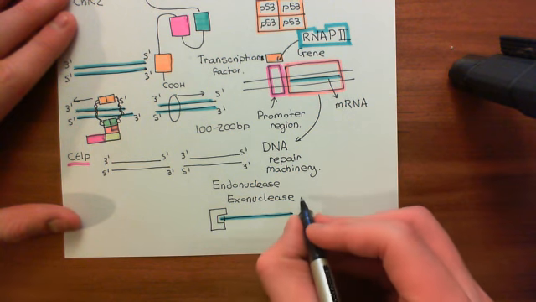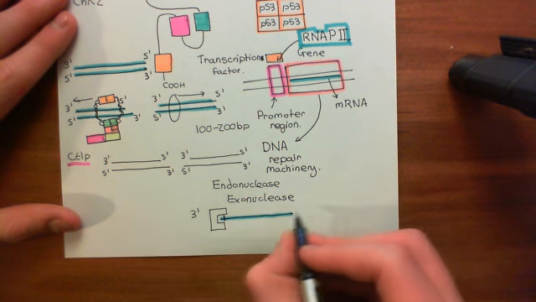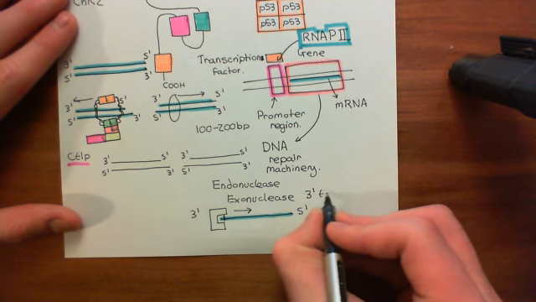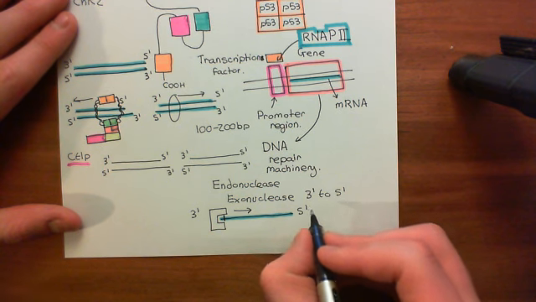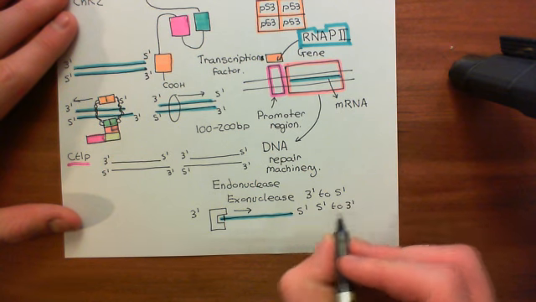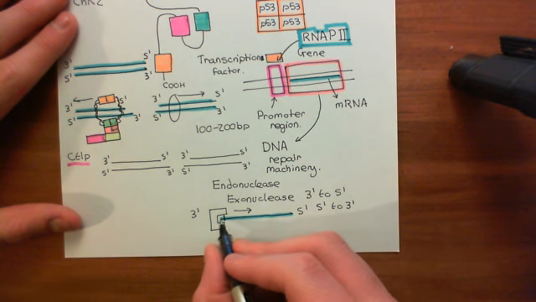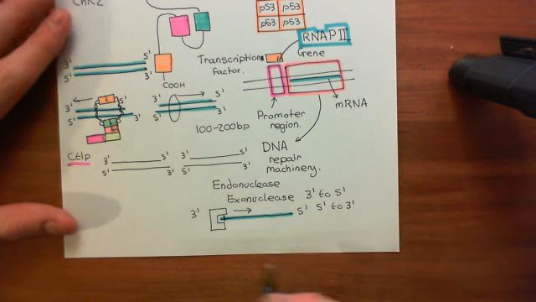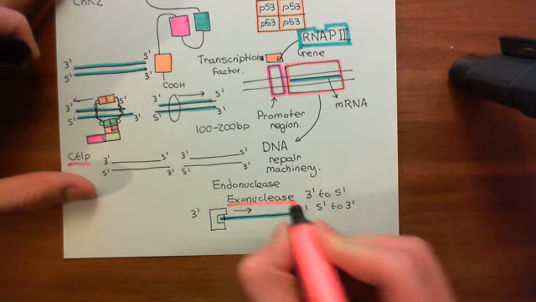Now, you can have two different forms of exonuclease. You can have ones which start at the 3' end and work up to the 5' end. Those are called 3' to 5' exonucleases because they work from the 3' end and they go up to the 5' end. But you can also have 5' to 3' exonucleases, which will start at this end here and then work their way down to the 3' end, and they'll be chopping off nucleotides as they go. Okay, so those are the two types of exonuclease, and we're going to need that definition in a moment.